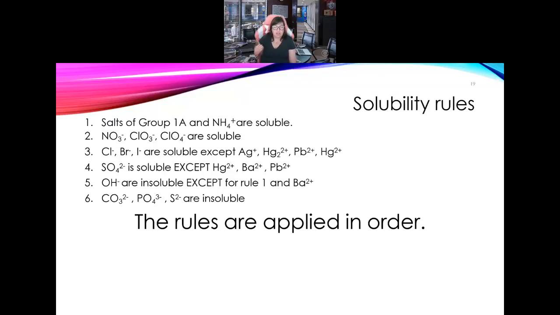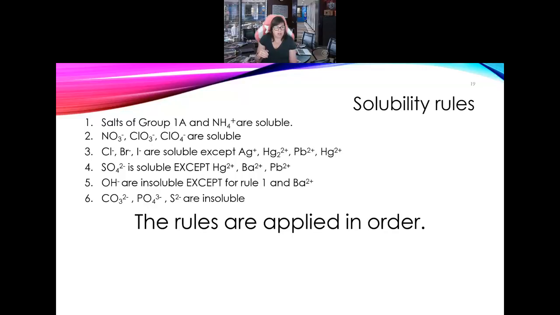What we need to know is what could potentially be our insoluble products. Okay, so we look at the solubility rules. You've probably seen these before. You'll get a version of this on the test. Salts of group 1A, so sodium, lithium, potassium, rubidium, cesium, francium, all those guys in that 1A column, those and NH4+ salts are soluble. Okay, NO3- salts, ClO3- salts, and ClO4- salts are soluble.